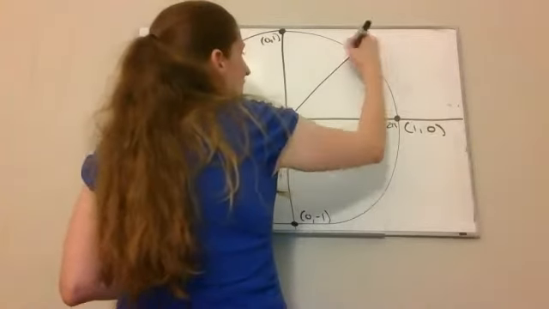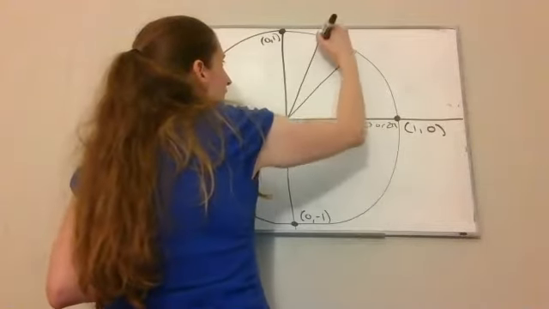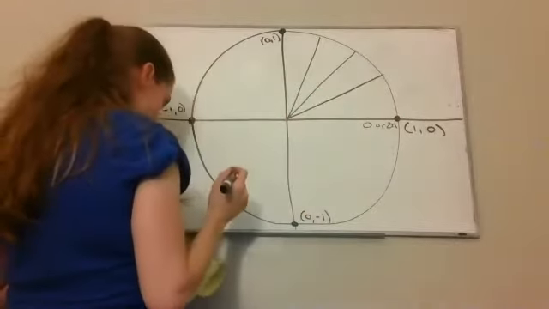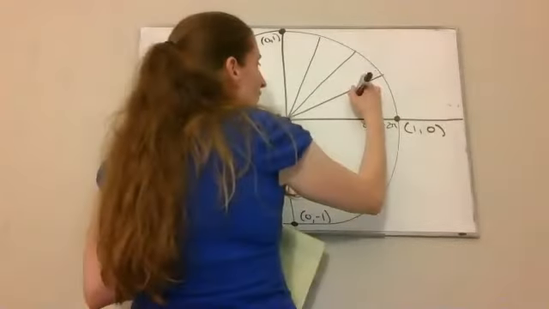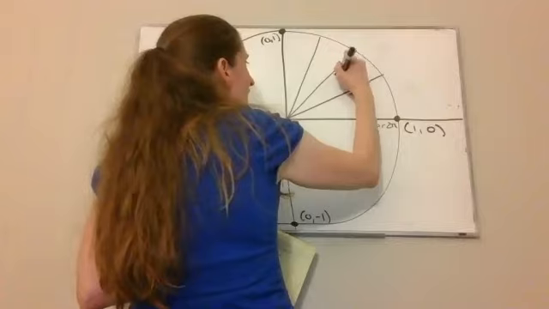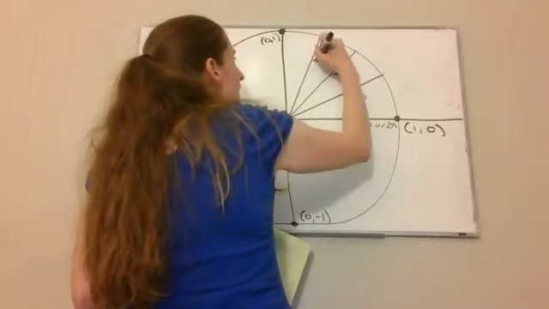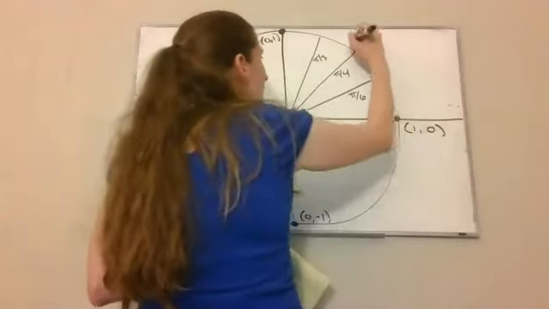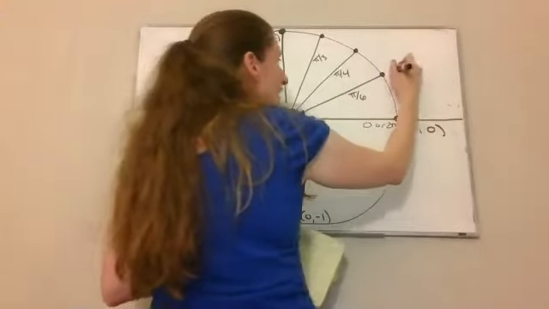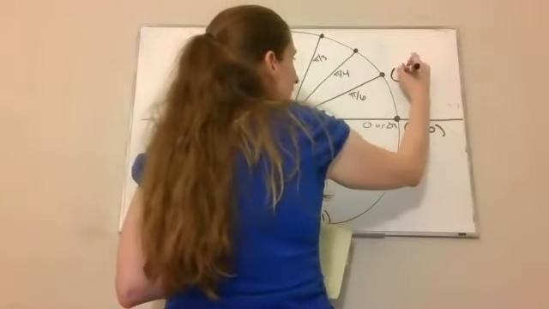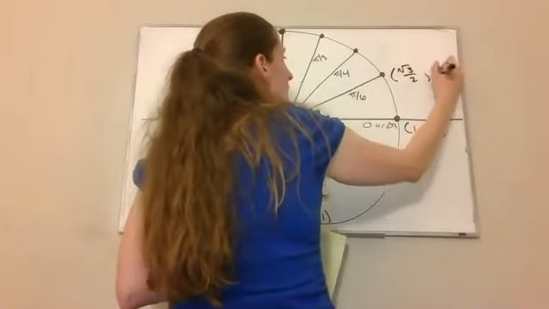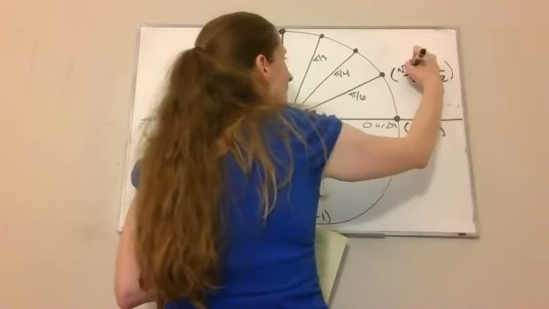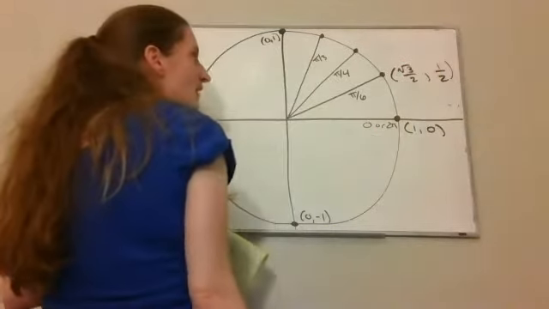And we're going to put some of our special angles on here. I'm going to only put the radians, but you could also write this in degrees. I have pi over 6, pi over 4, and pi over 3. The points that give me cosine and then sine are going to be given by square root 3 over 2 and 1/2. So my cosine is square root 3 over 2 and my sine is 1/2.